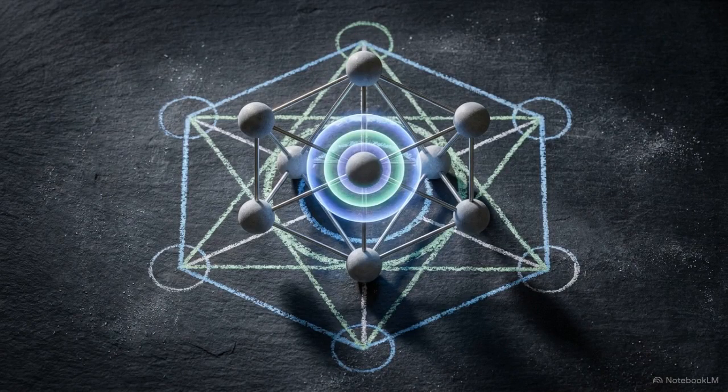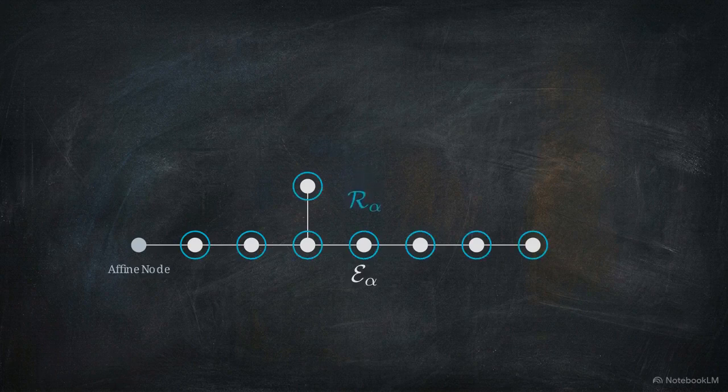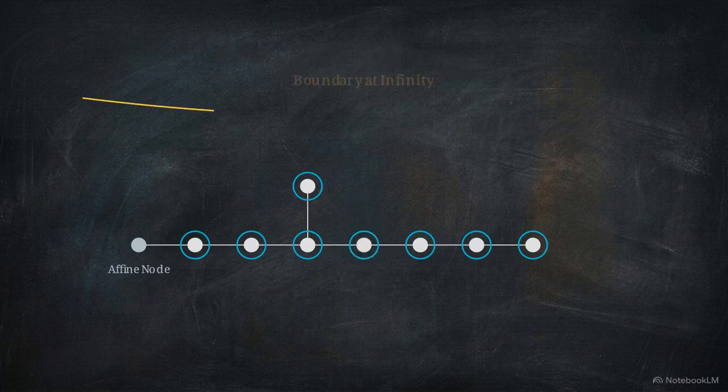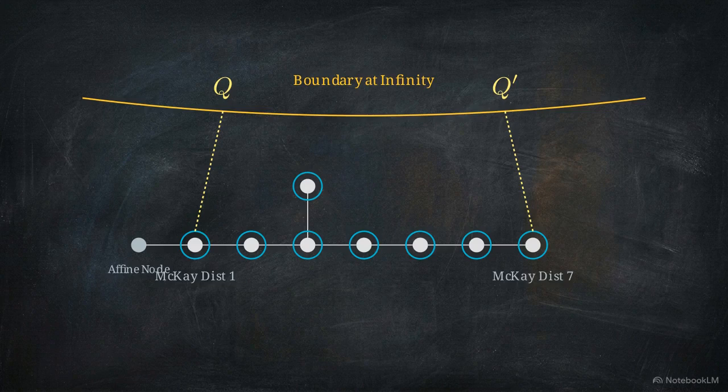Since the raw skeleton is blind, we must examine the mathematical data sitting on top of it, the tautological bundles. Each non-trivial representation defines a tautological bundle, denoted R alpha, which physically anchors onto the exceptional curves, or Mackay nodes, of the minimal resolution. These bundles satisfy a strict dual basis property. Their first Chern classes are perfectly dual to the exceptional curves they decorate. Tracing these bundles to the boundary at infinity, their flat limits correspond precisely to the connections Q and Q'.